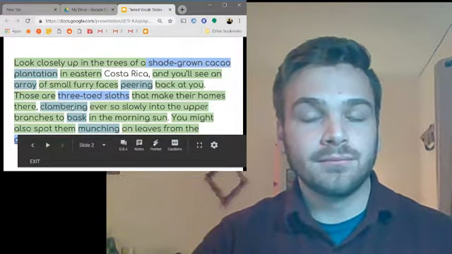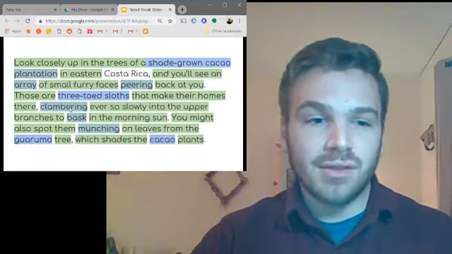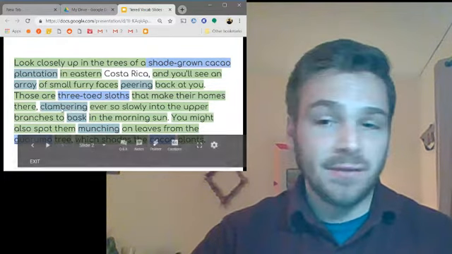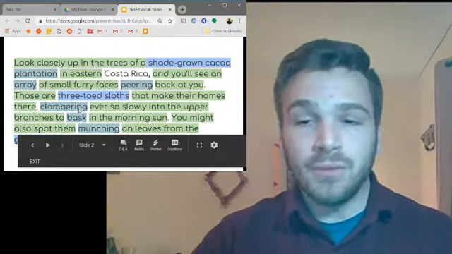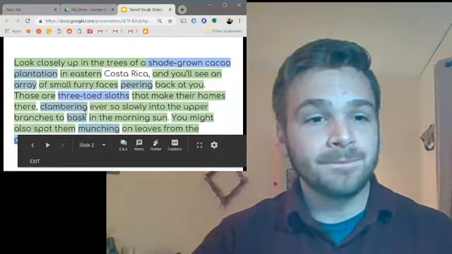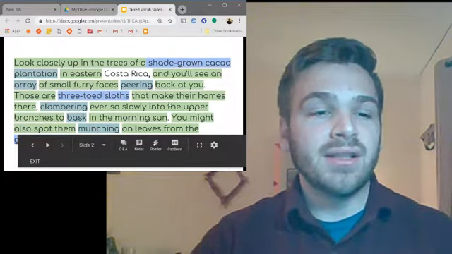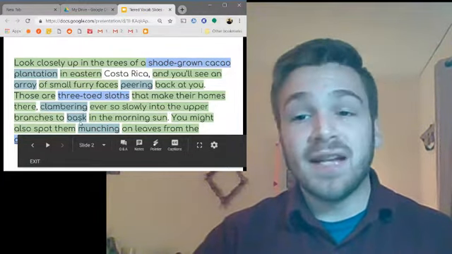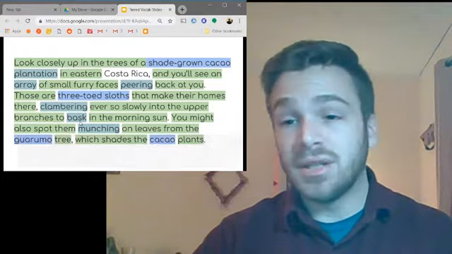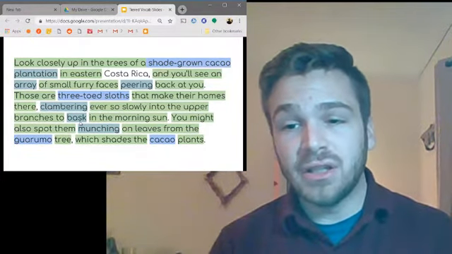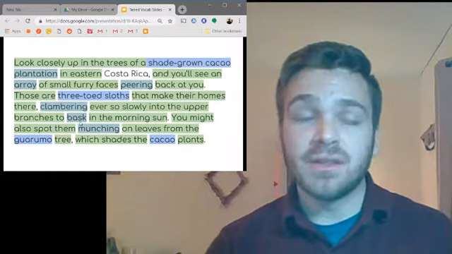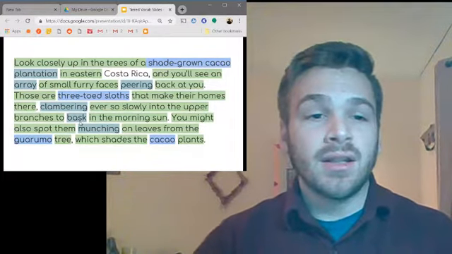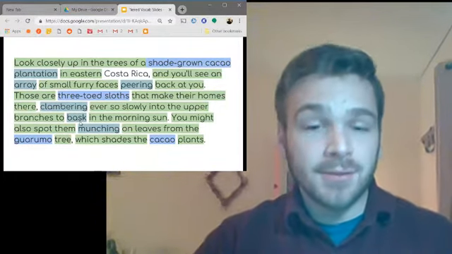Clambering. Tier 2. Not specific to science, but a word that I don't speak very often. "Ever so slowly into the upper branches to bask." Same thing. Don't speak it very often. Do read it very often though, so I put that into Tier 2.